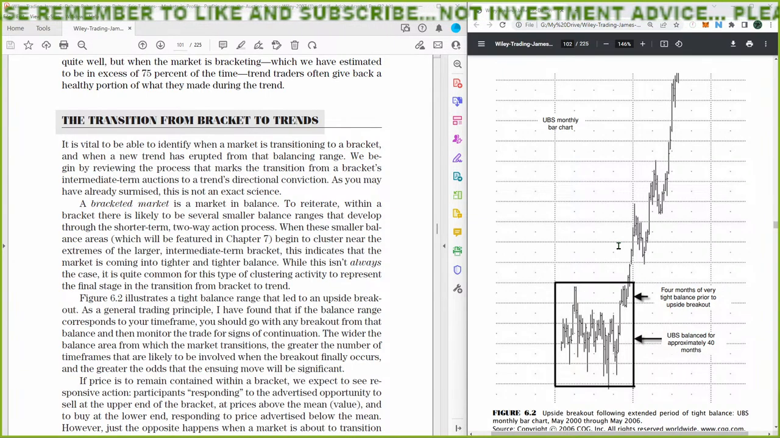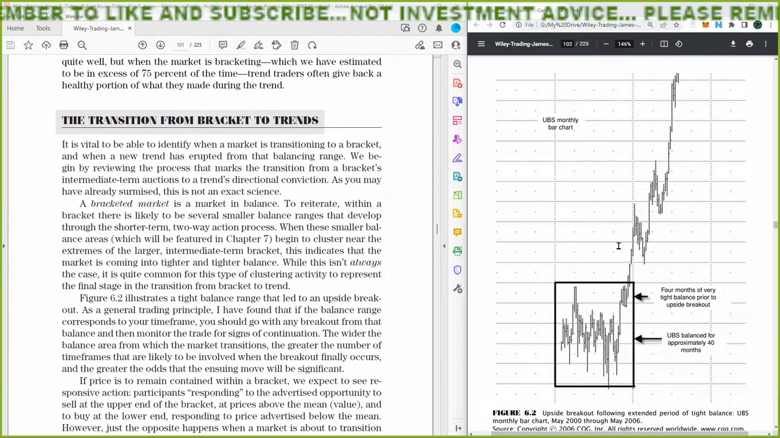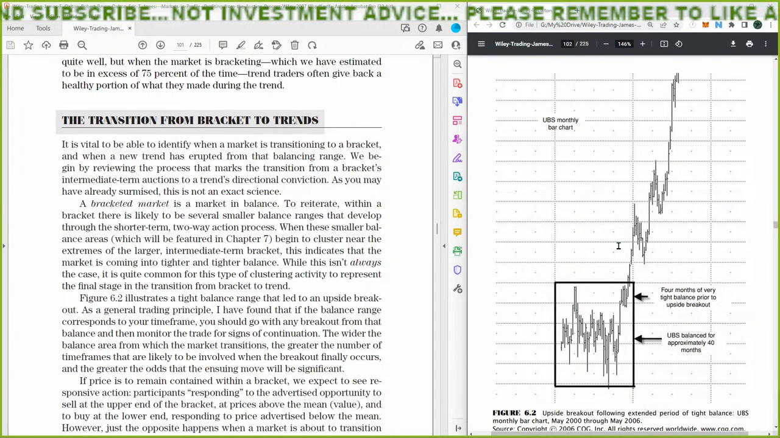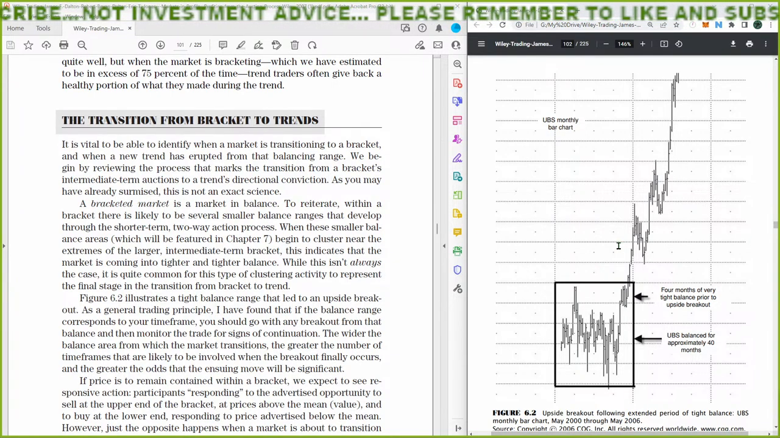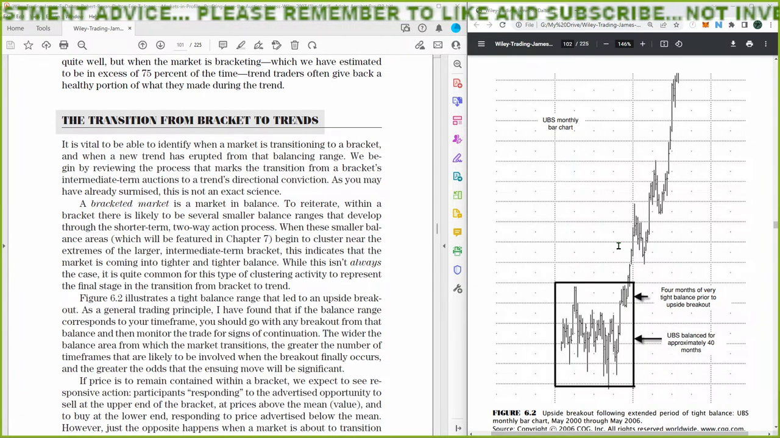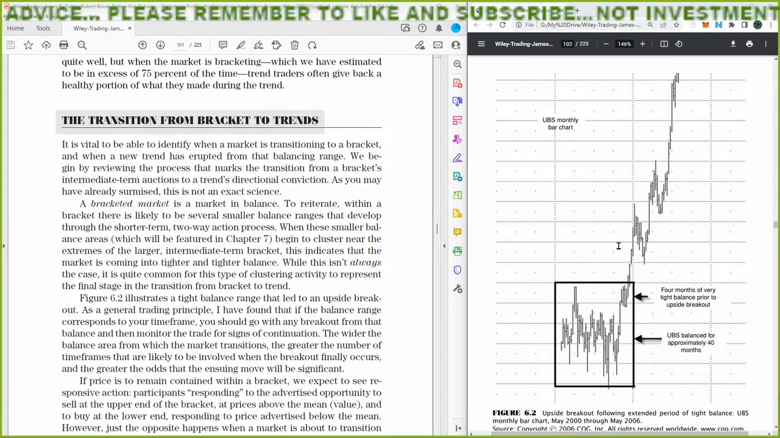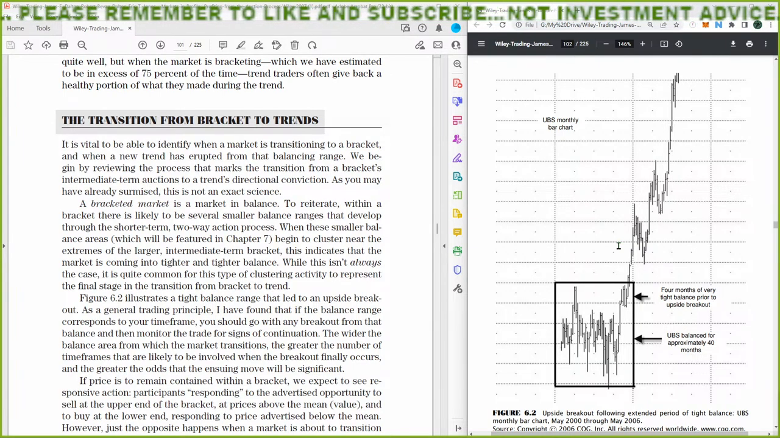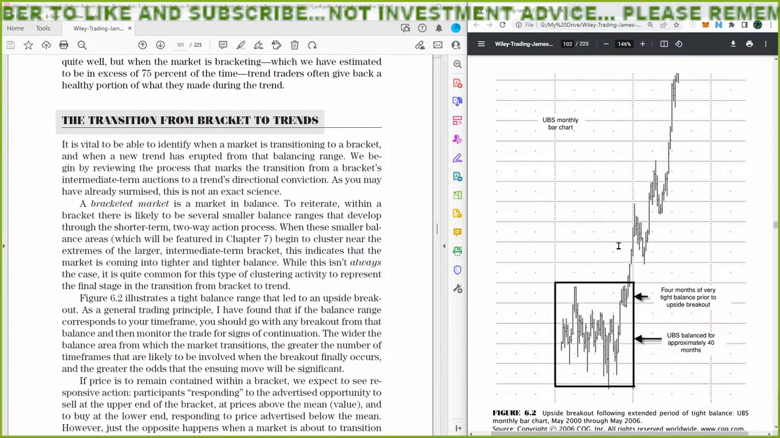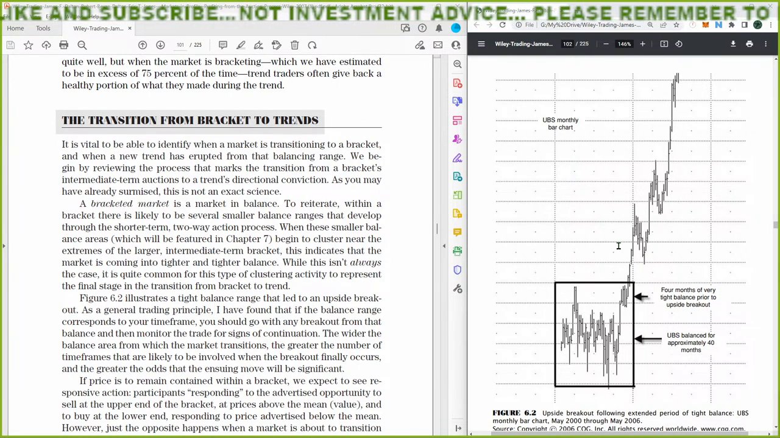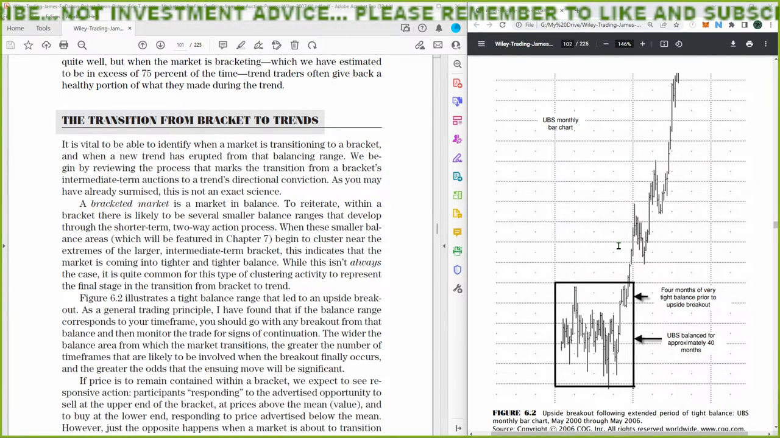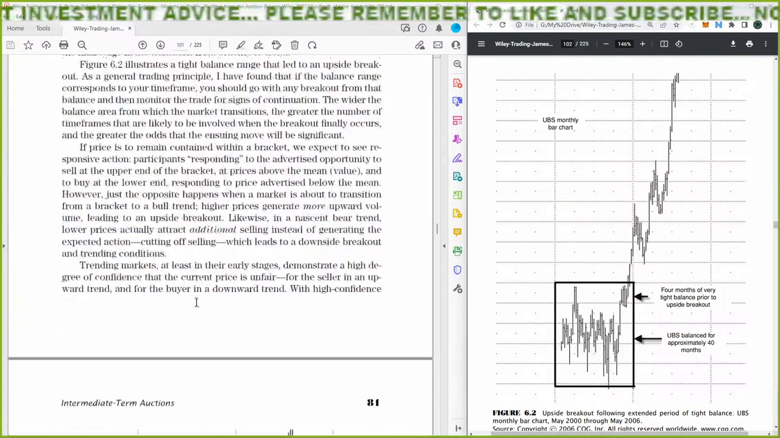Figure 6.2 illustrates a tight balance range that led to an upside breakout. As a general trading principle, I have found that if the balance range corresponds to your time frame, you should go with any breakout from that balance and then monitor the trade for signs of continuation. The wider the balance area from which the market transitions, the greater the number of time frames that are likely to be involved when the breakout finally occurs, and the greater the odds that the ensuing move will be significant.